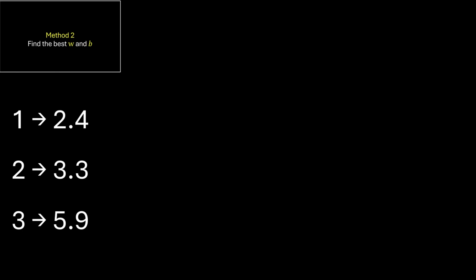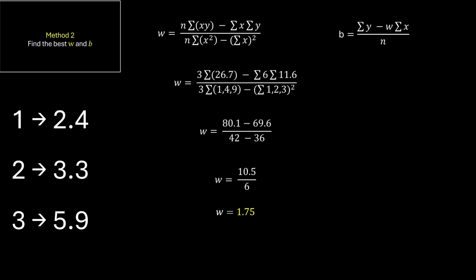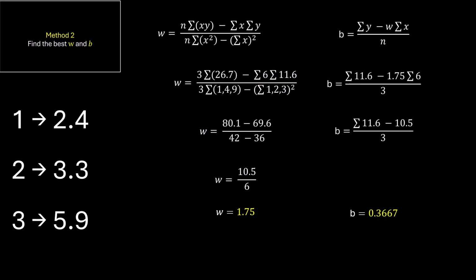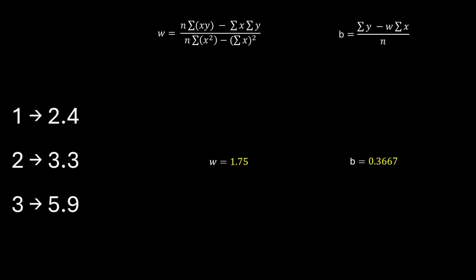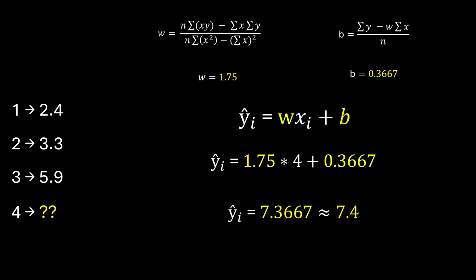Now let's apply method number 2, find the best W and B, to our complex example. Here are the formulas for W and B, representing the minimum value of the error function. Let's plug in the values from our complex example. We find W equals 1.75 and B equals 0.3667. Now, if we plug these values into our linear equation, we get y equals 1.75 times 4 plus 0.3667. Hence, the predicted value is approximately 7.4.